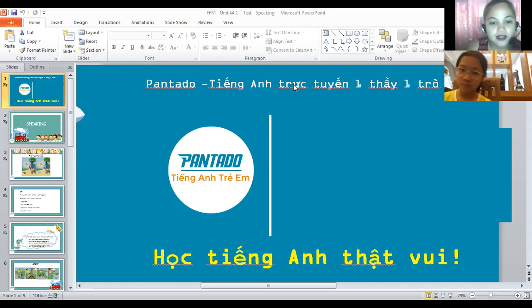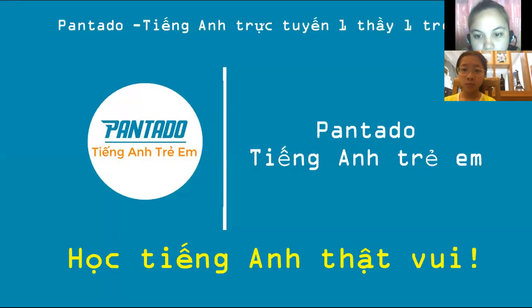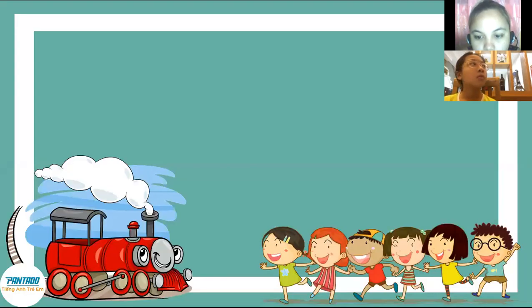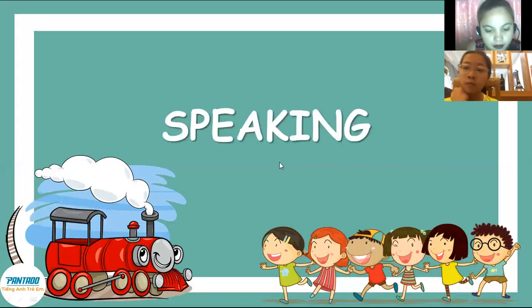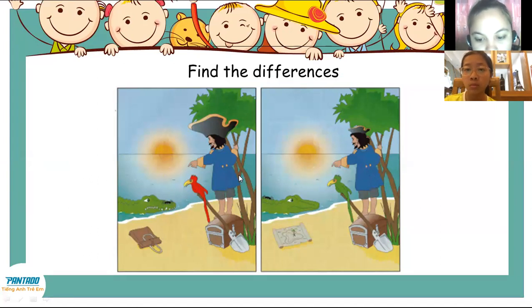Okay. So, well, anyway, Laura, let's have our activity for tonight. Are you ready? Yes. Okay, let's begin. All right, so for tonight, we are having a speaking activity, okay? So let's have the first one. Laura, find the differences between the two pictures. You encircle it first before you explain it.